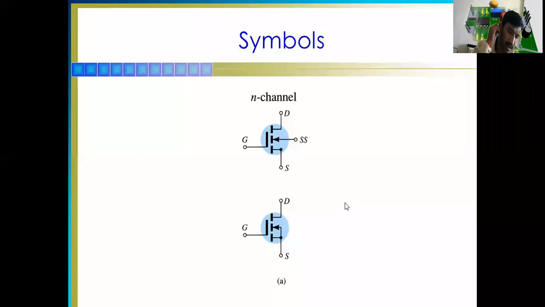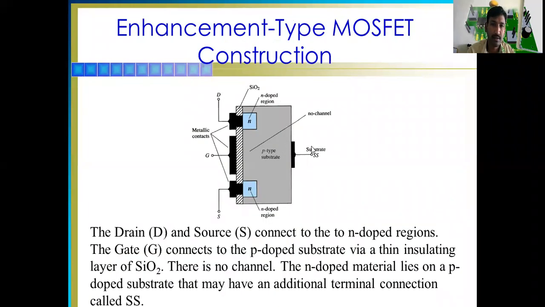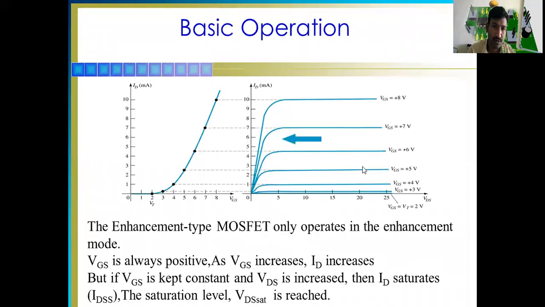Okay. Last lecture, what have we seen, or how much part have we covered? We have started the MOSFET, right? We have seen the construction and working of enhancement MOSFET and depletion layer MOSFET, right? So today we have to see the basic operation related to the enhancement type MOSFET.